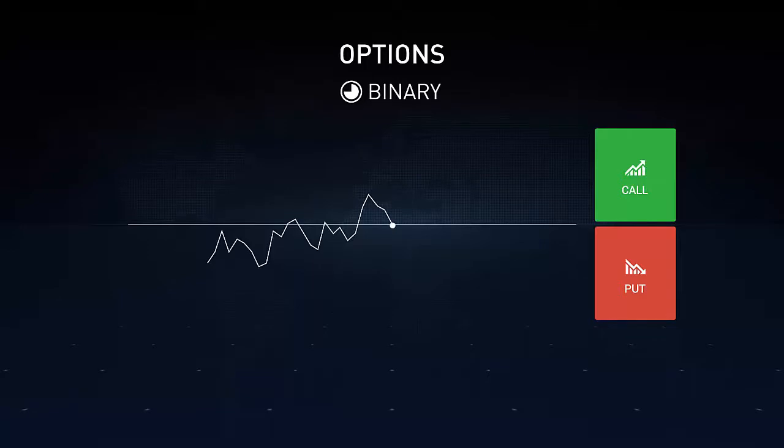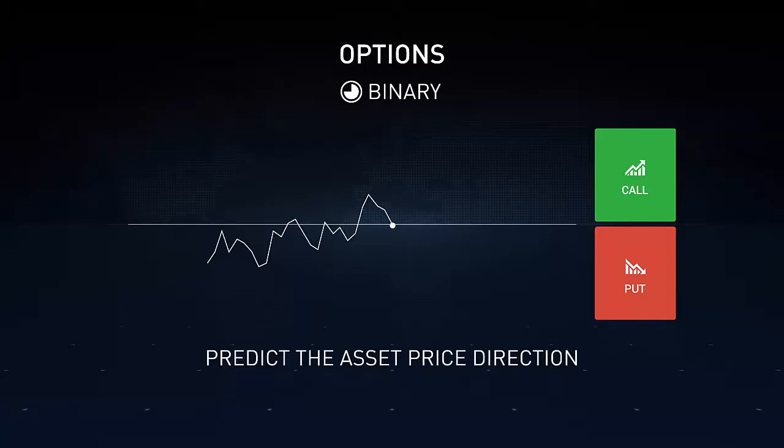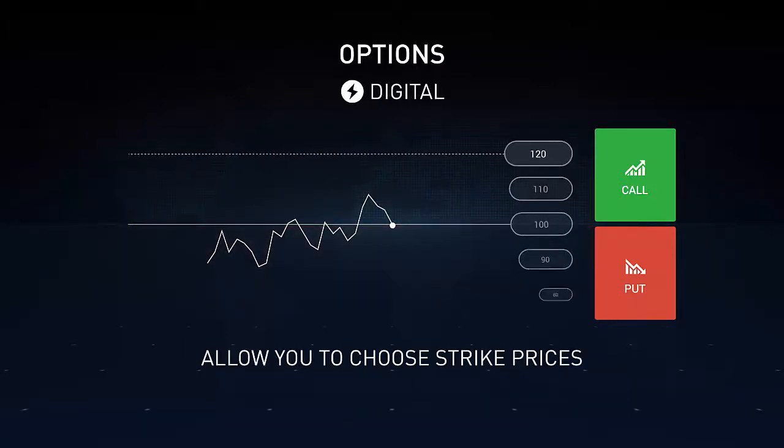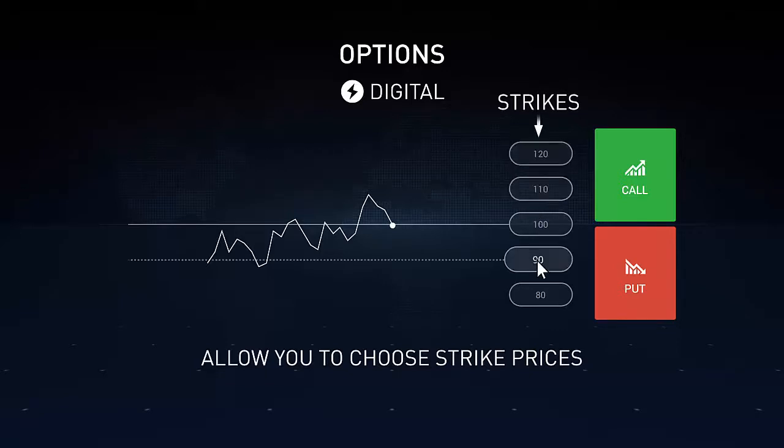If you choose binary options trading, you should predict the asset price direction, whether the price will go up or down compared to the opening price. Digital options allow you to choose strike prices, thus managing your risks more efficiently.